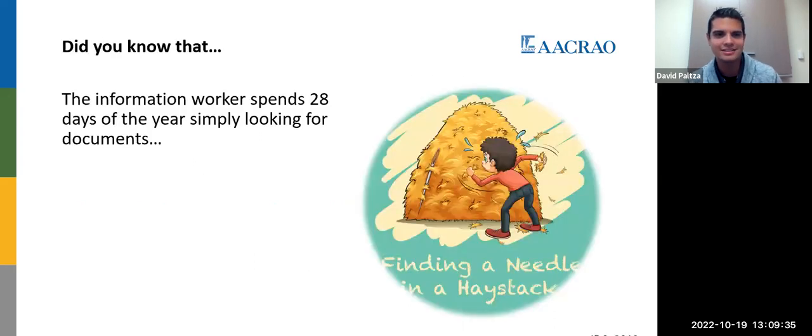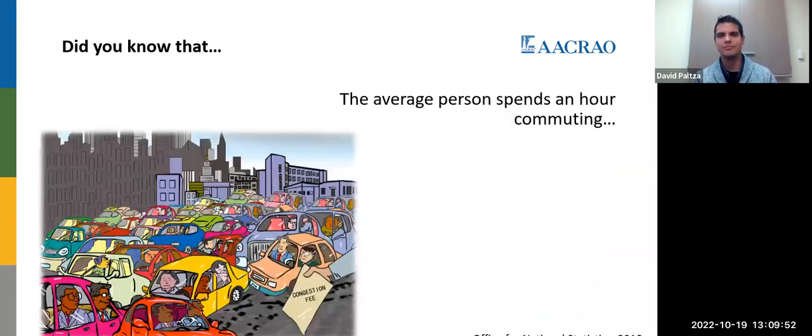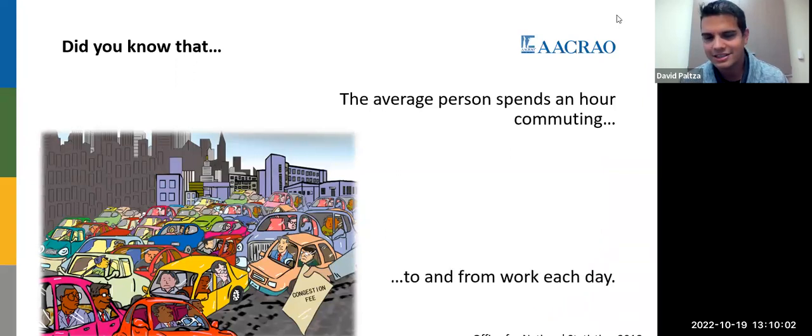So did you know that the information worker spends 28 days of the year simply looking for documents? That's 4 to 5 hours per week. And that's a good chunk of time when we're dealing with just capacity, workloads, time loads. The average person spends an hour commuting to and from work each day. Now that might not be a big deal to some of you.